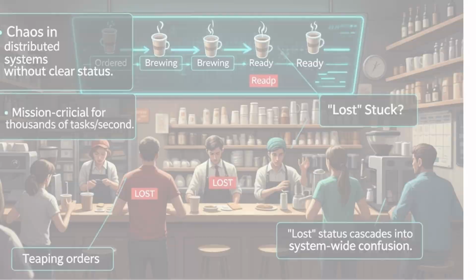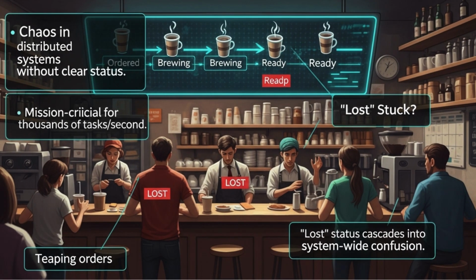Imagine a bustling coffee shop, but without any order tracking system. Orders are placed, coffee is brewed, but no one knows what's pending, what's brewing, or what's ready. Chaos, right? Customers are frustrated, baristas are making the wrong drinks, and the manager can't even tell which orders are stuck. This is precisely the kind of chaos that can engulf your distributed systems without clear status tracking.